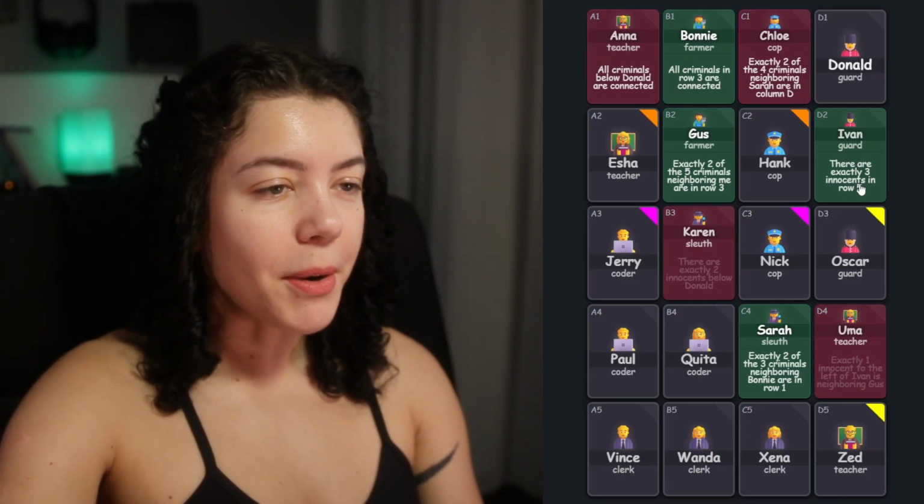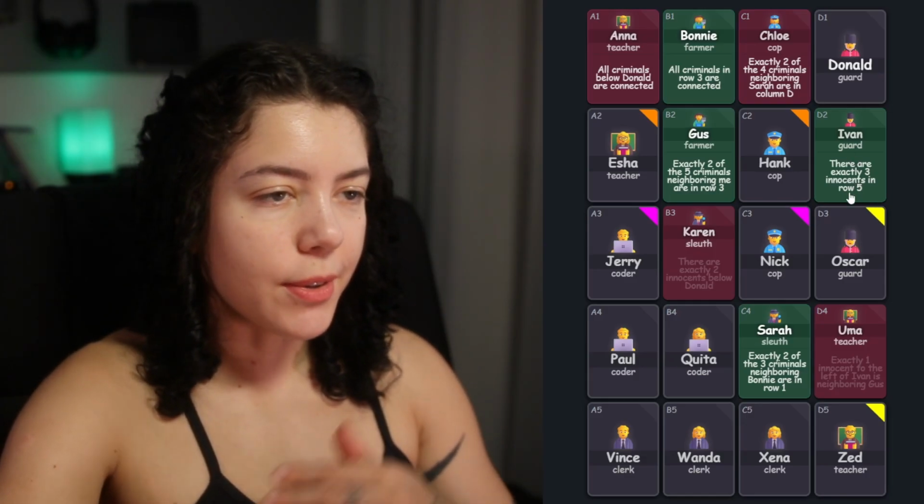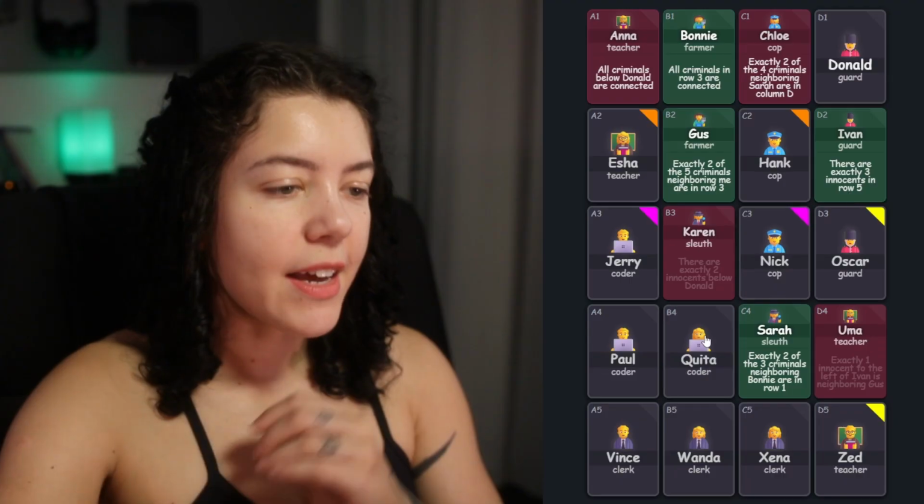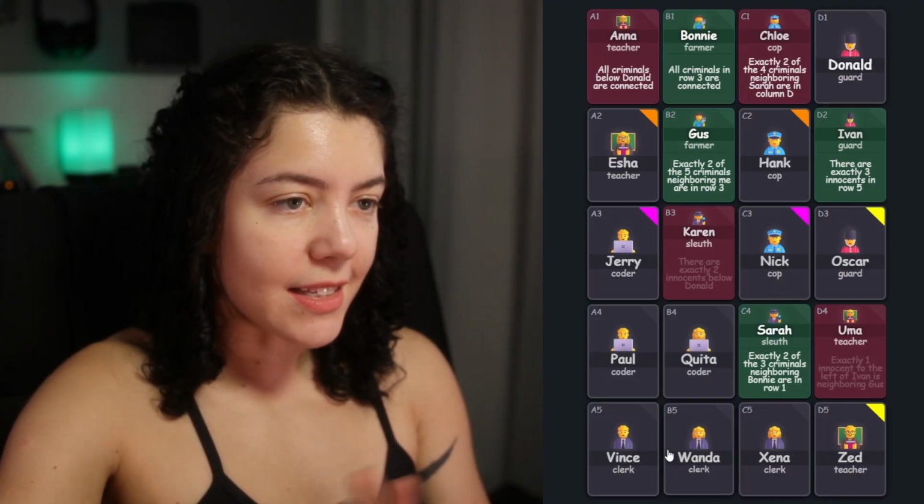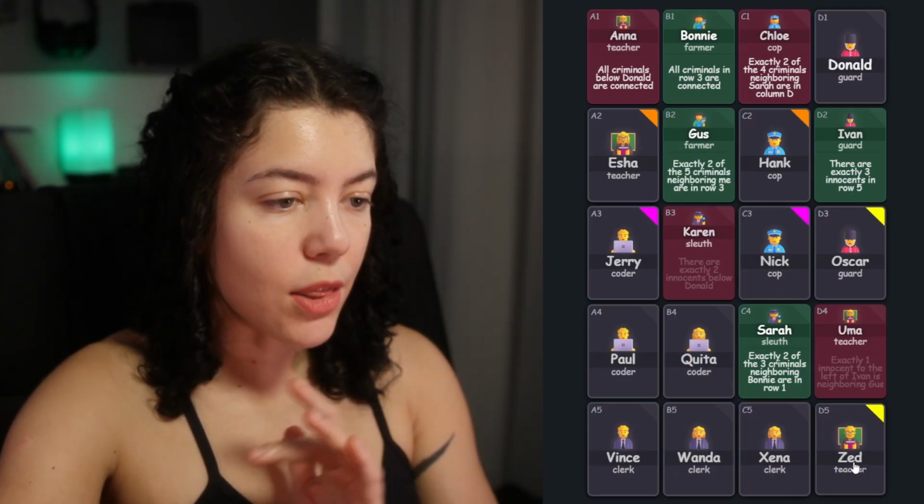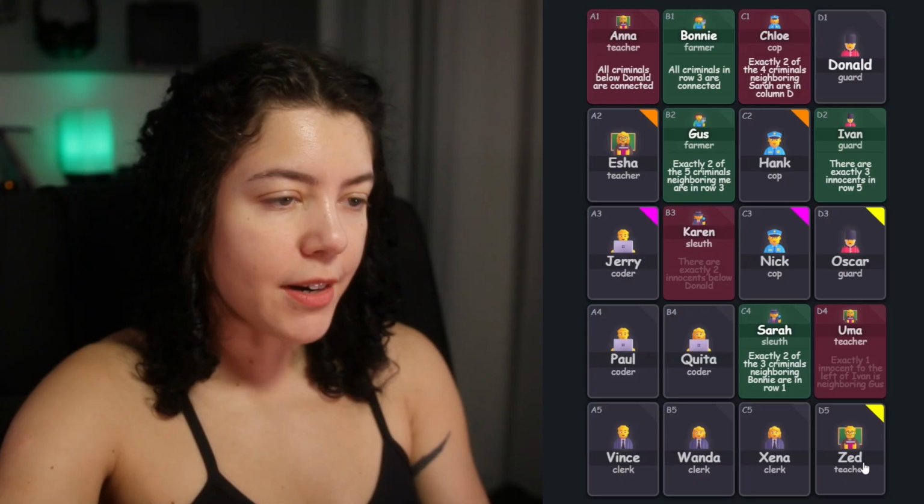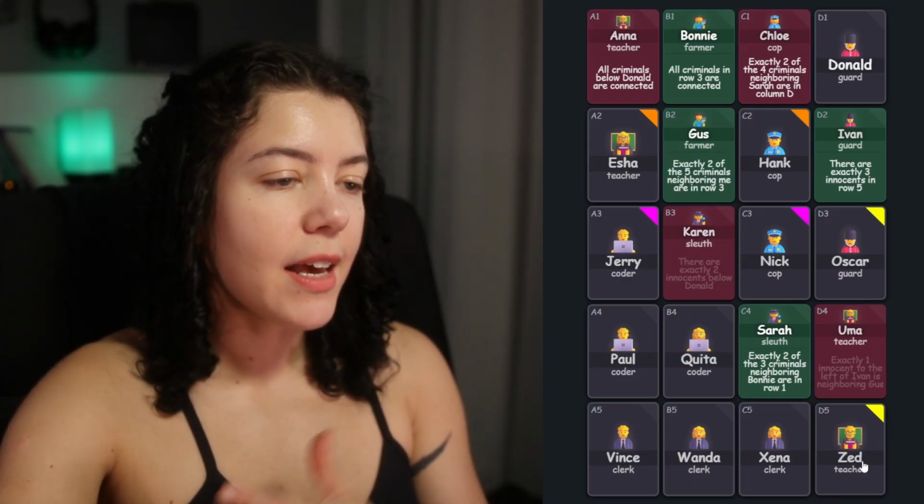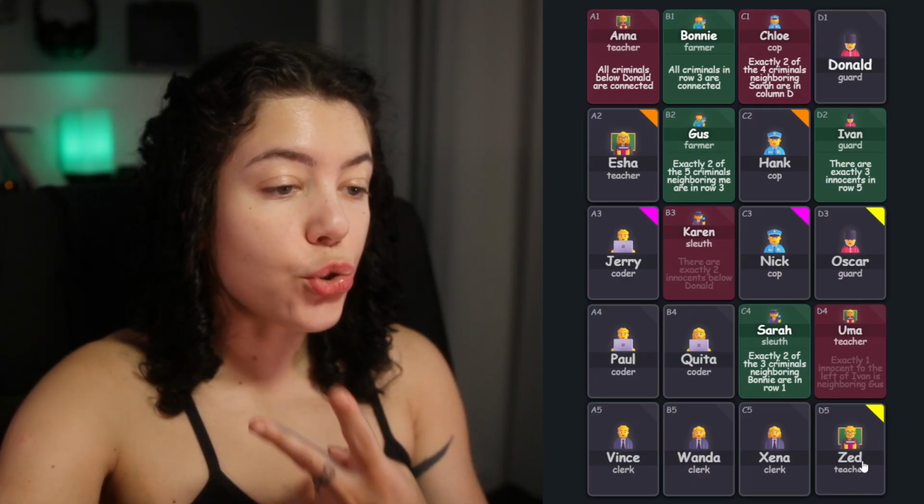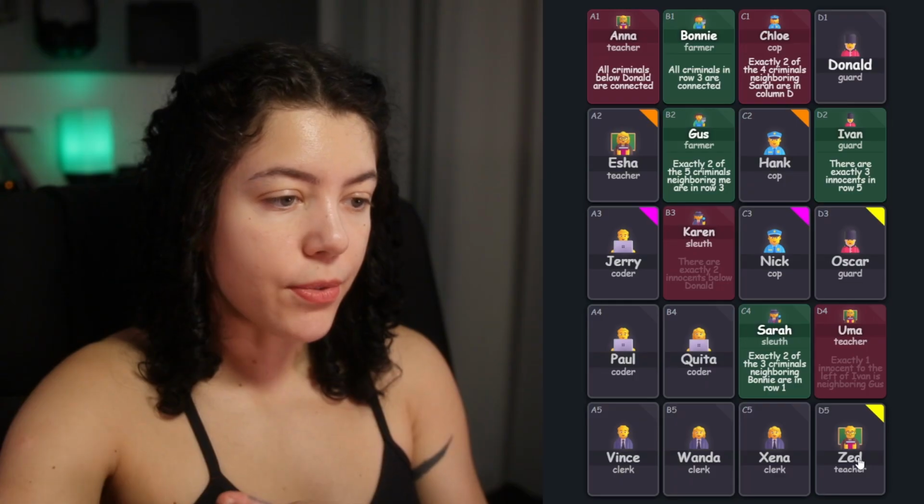the clue is talking about innocents, and I'm thinking about criminals. So let's take a step back. So there's 3 innocents in row 5, and Sarah has 3 people neighboring her in row 5. So that means that Sarah's gonna have at least 2 innocents neighboring her in row 5.